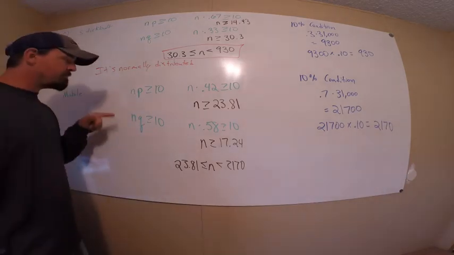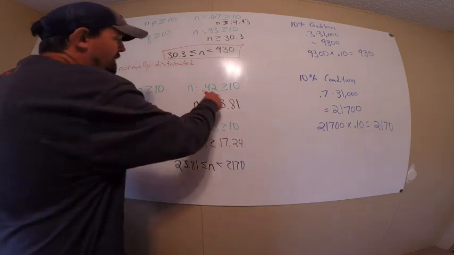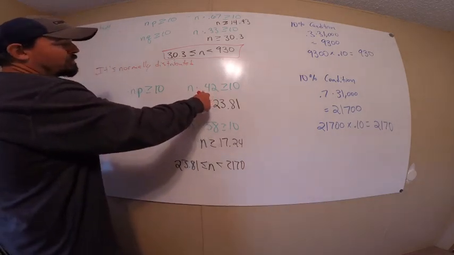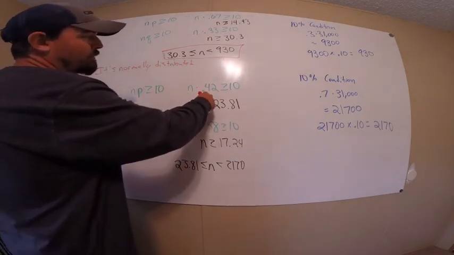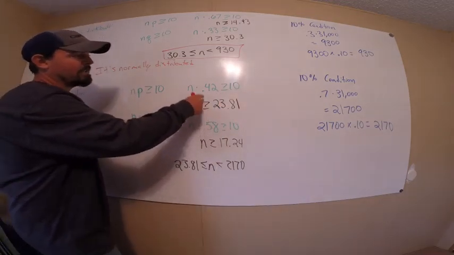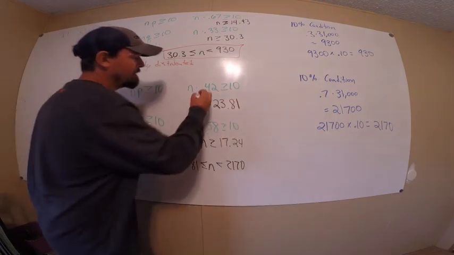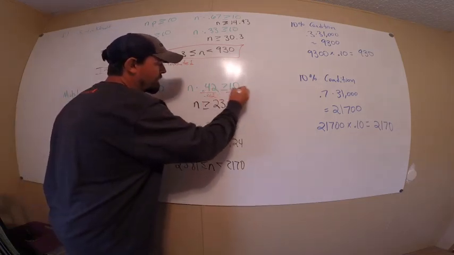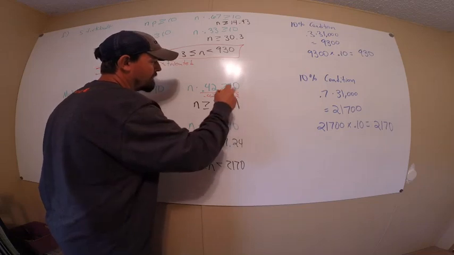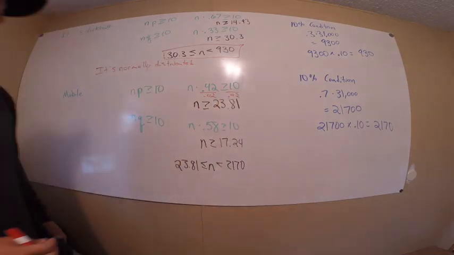Now we have to check that np and nq are greater than or equal to 10. My p here is 0.42, so n times 0.42 has to be greater than or equal to 10. All I'm doing here is back solving for n, so I'm dividing by 0.42 on both sides. And I get that n has to be greater than or equal to 23.81.